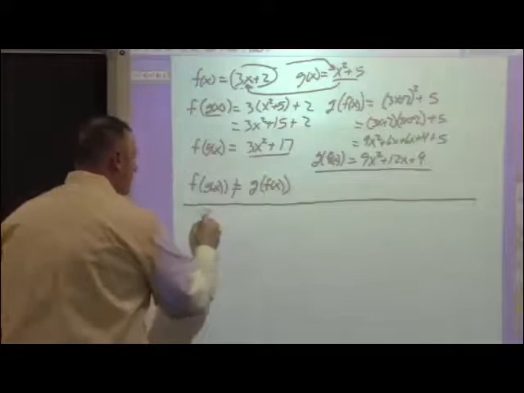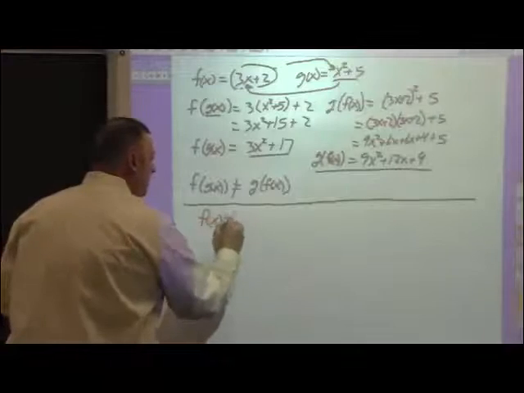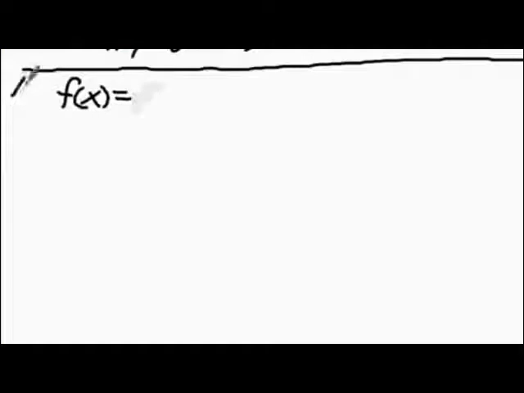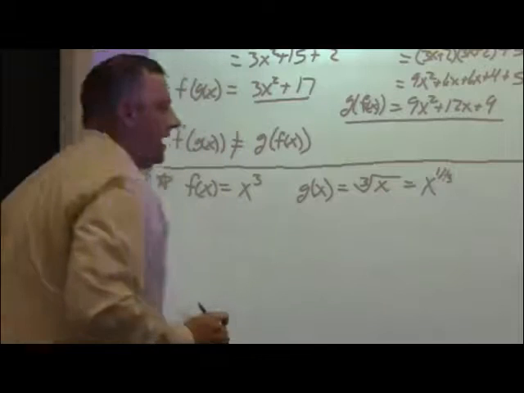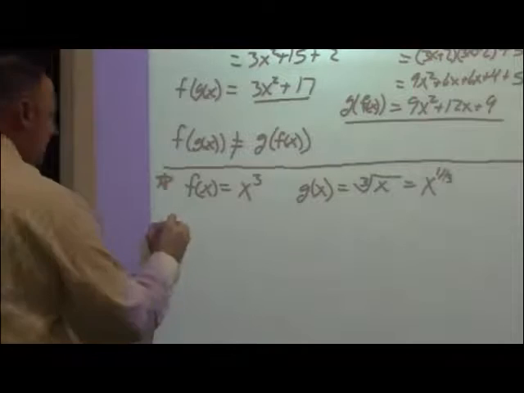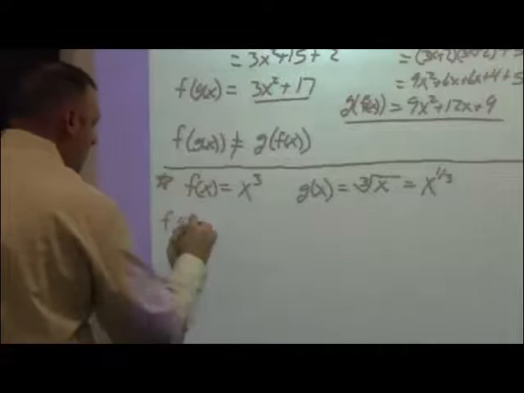Say I gave you f of x equals, and since it's special, let's put a little star by it, x cubed. And g of x, I'm going to write as the cube root of x. Or, if you want, don't forget we can write it as x to the 1/3. Now, if you were to do their composition, let's do f composite g of x first.